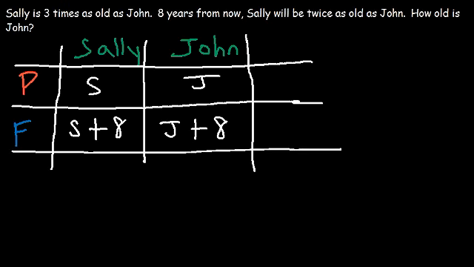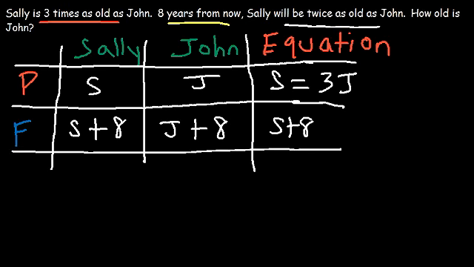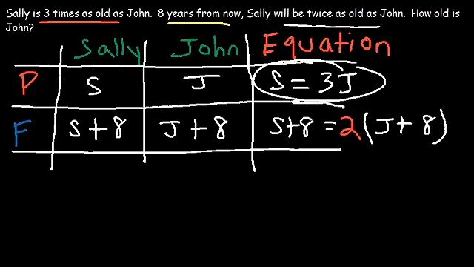So now we need to write an equation for the present and the future. So at the present, Sally is 3 times as old as John. So that means S is equal to 3J. Now, 8 years from now, that is the future, Sally will be twice as old as John. So S plus 8, that's Sally's age in the future, and she's going to be 2 times John's age, which in the future is J plus 8. So these are the two equations that we have, and we have two variables. Whenever you have two variables, you need two equations to solve for those two variables.